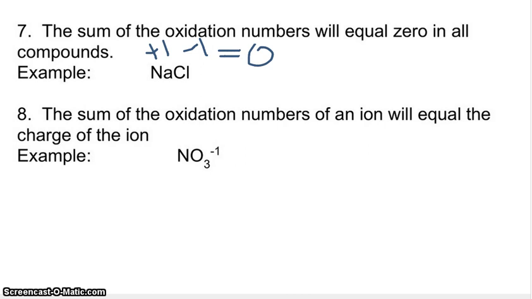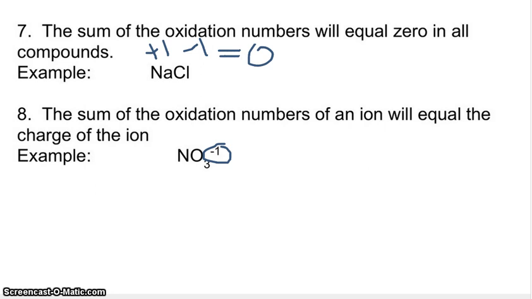Okay, if we were looking at number 8, the sum of the oxidation numbers on an ion will equal the charge on that ion. So since nitrate here is not a neutral compound, it is an ion. It's got that -1 charge. Whenever we add up the oxidation numbers, it will equal that value of -1. Okay, so this is how this works.